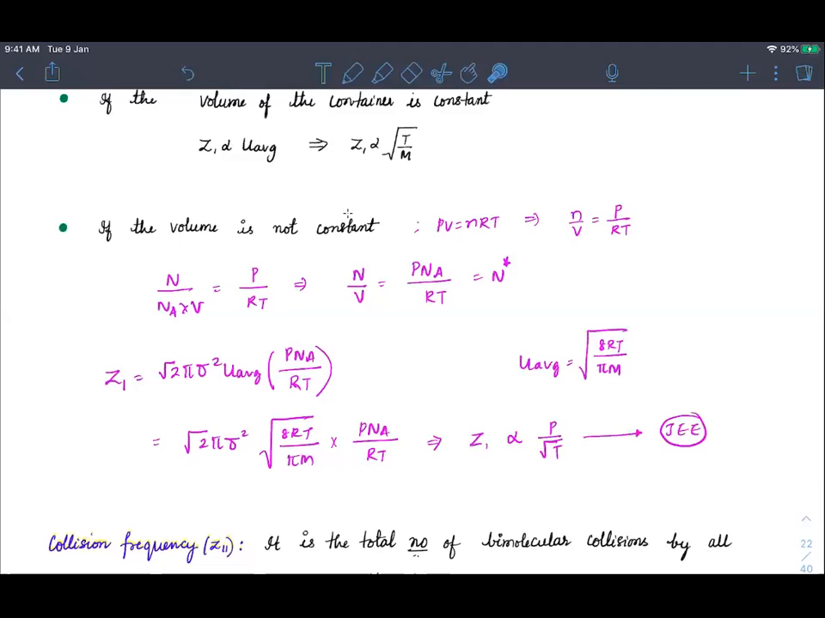So I understood it, but what is Z? This Z1 means the number of collisions made by a particle per unit time. Okay, by one particle. Z1 represents that one particle.